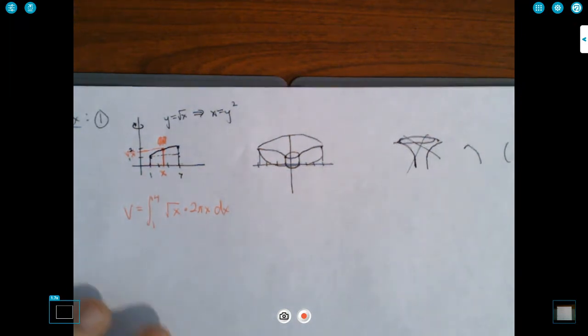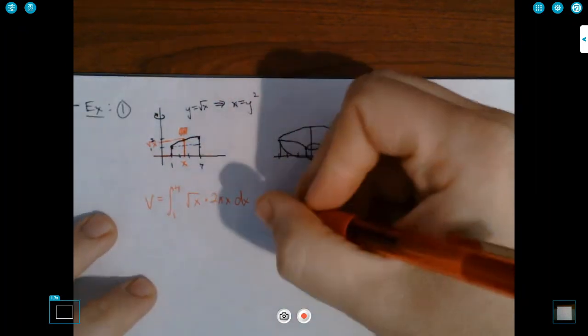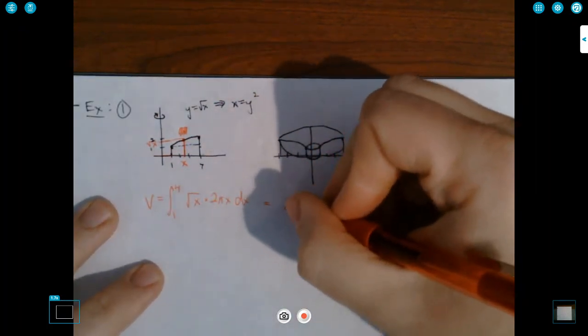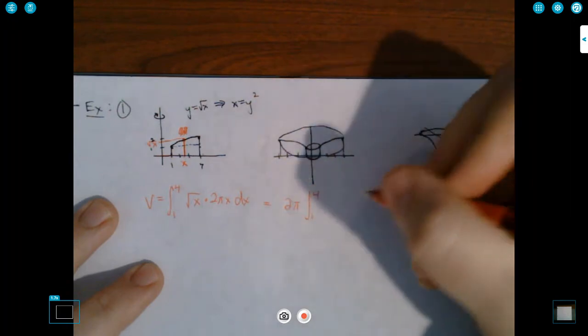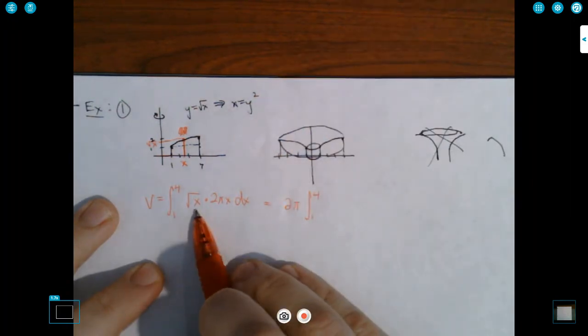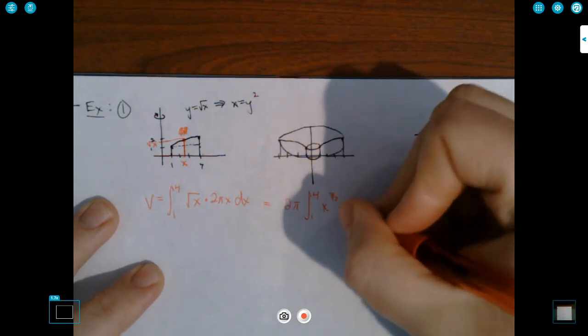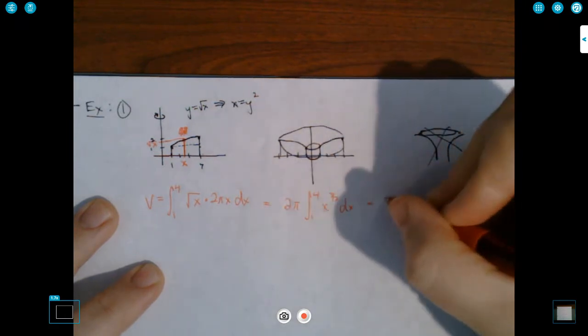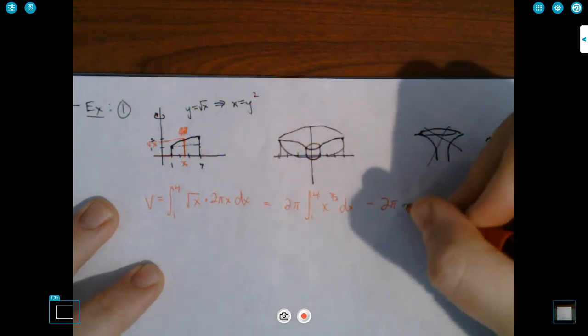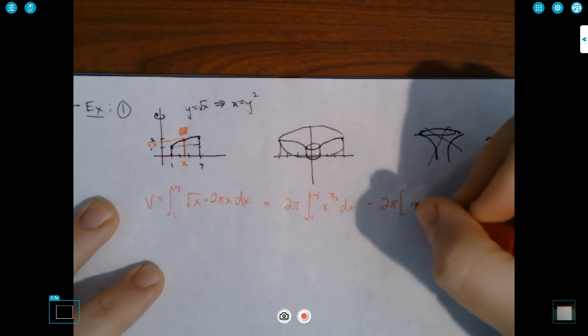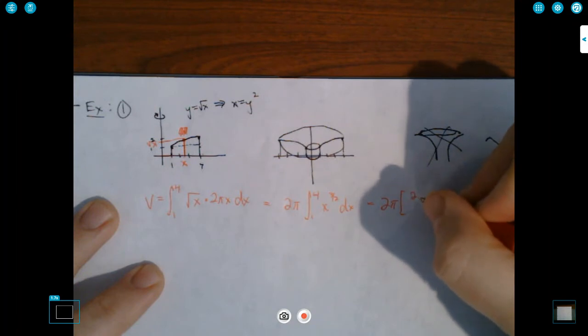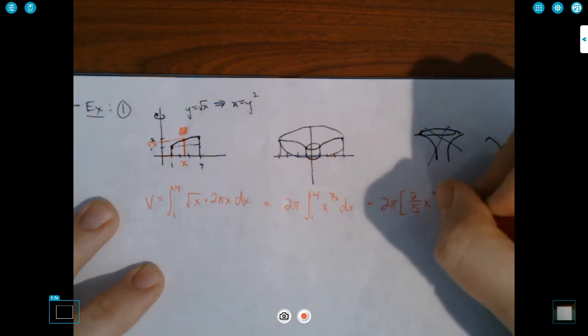So the rest is history, right? This is 2 pi integral from 1 to 4. Square root of x is x to the 1/2, so x to the 1/2 times x is x to the 3/2. So that's 2 pi times x to the 5/2 divided by 5/2. So 2 pi times 2/5 x to the 5/2.